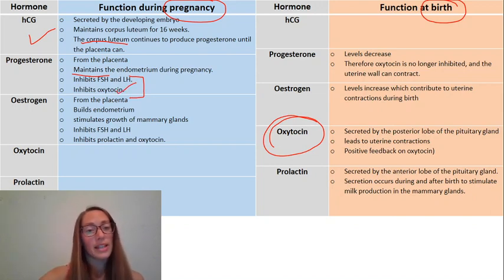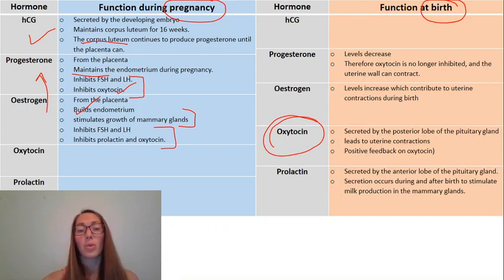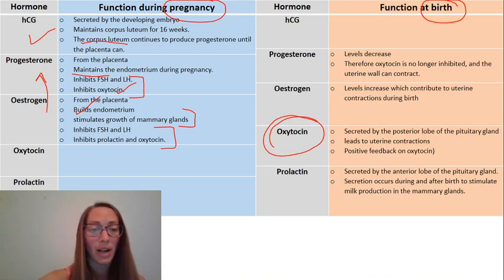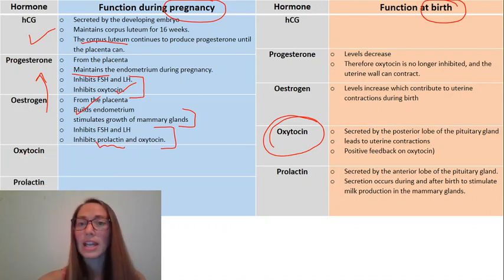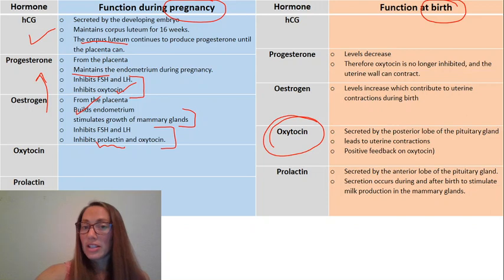Estrogen, so this again is from the placenta, similarly to progesterone, and it builds the endometrium, so a bit of a difference there, and it stimulates the growth of the mammary glands. But again, similar to progesterone, it also inhibits the follicles growing and developing, ovulation is inhibited, and it also inhibits oxytocin, but also prolactin.